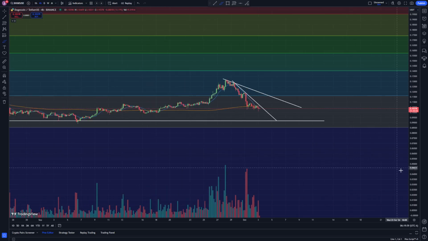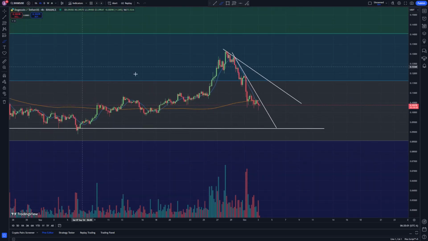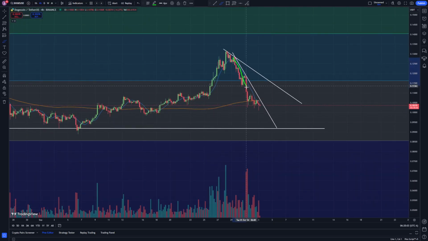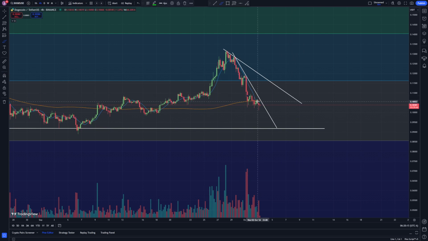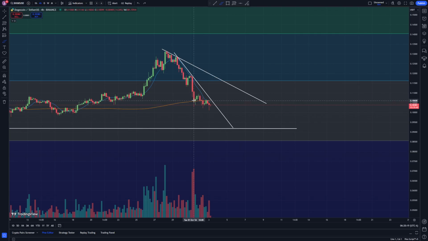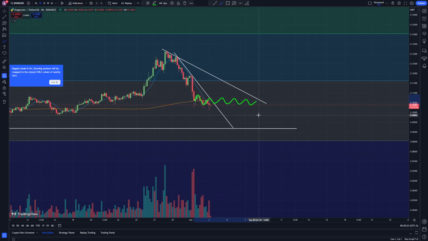But like I said, I'm kind of curious what we're doing right now. Are we going to continue to head down and hit my target? Or are we going to start testing this resistance and break to the upside? I guess we're going to find out pretty soon. If we start going sideways, then we might. Okay, so let's say we stay right here and start going sideways, something like that.